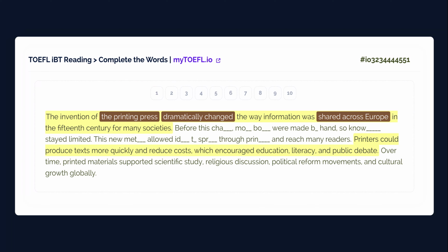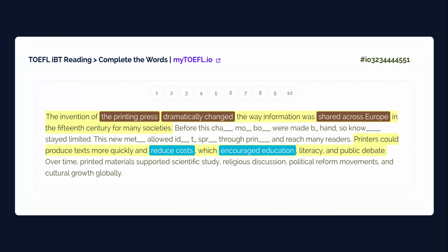This sentence acts as a bridge by explaining why the printing press was so effective. The phrase, reduce costs, explains the economic benefit, while the mention that it encouraged education shows the social impact. Finally, it highlights public debate, suggesting that people were now able to discuss and share their own thoughts more freely. These details confirm that the passage is focusing on the transition from a limited flow of information to a much more open and accessible one.